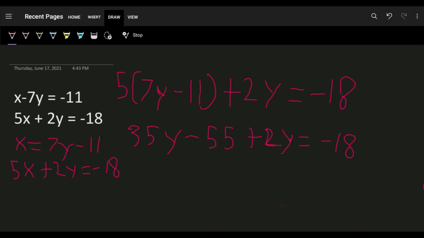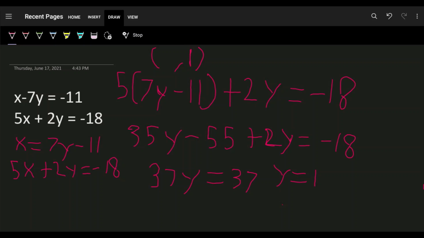Then we will solve for y by isolating y. So that will be 37y. Then we'll have to add 55 to the other side to negative 18, and that will equal 37. Then we'll get y equals 1. So now we have one coordinate point for our solution.